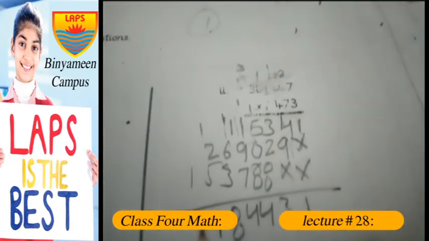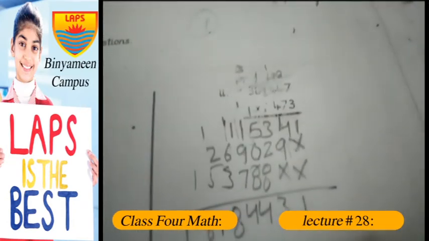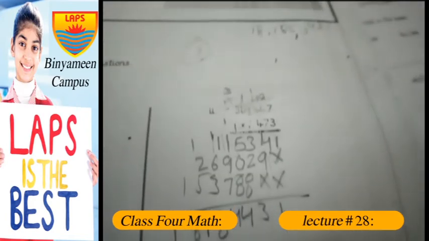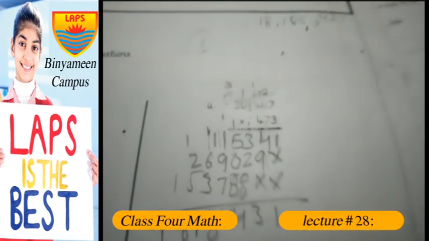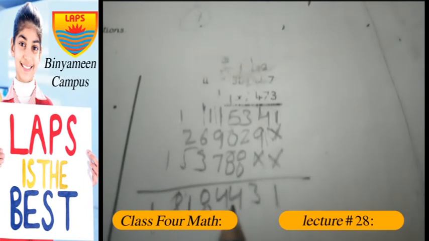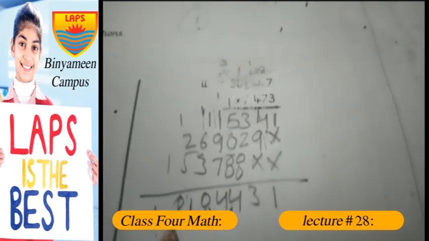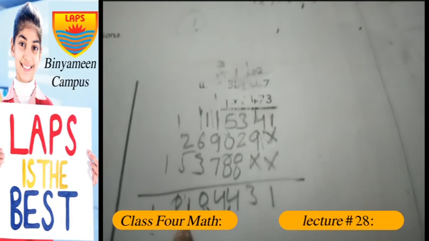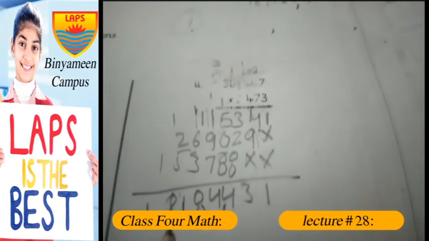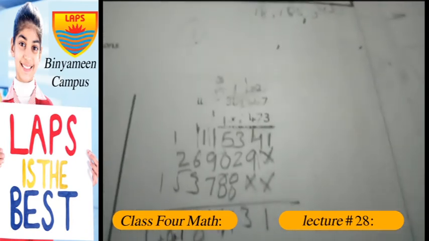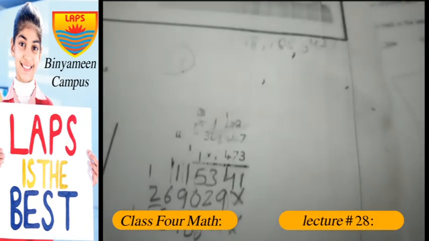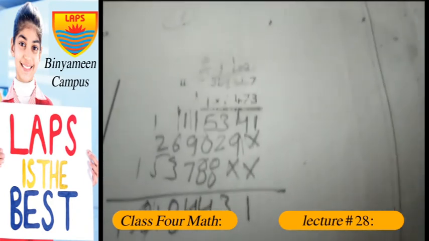1 and 1 is 2, 2 and 6 is 8, 8 and 3 makes 11, 1 here and it will be 8 and 1. Now our overall answer is 18 million 184,431. That's the answer.